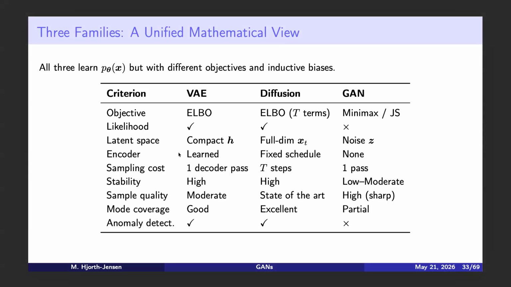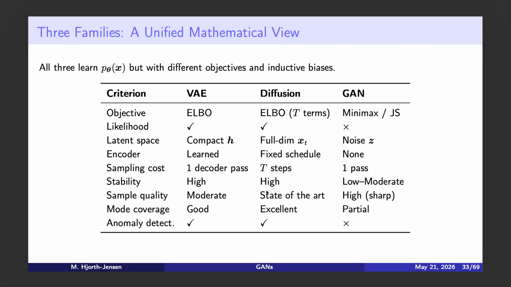So the encoder part is learned, whereas in the diffusion model, it's actually a set of fixed denoising approximations where you propagate the values according to a fixed formula. Here, there is no encoder at all. There is one decoder pass, whereas in the diffusion set, we actually do a set of T steps in order to denoise the probability and then to reconstruct it again. In the GANs, we just have one pass between the discriminator and the generator.